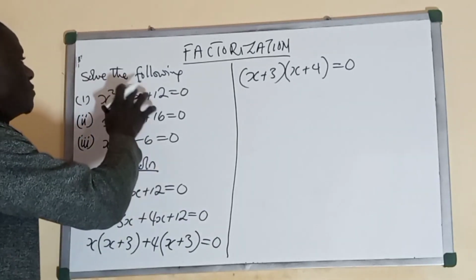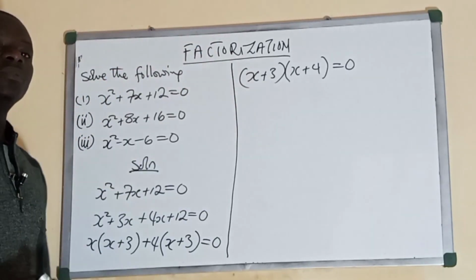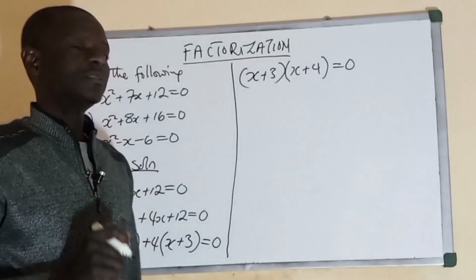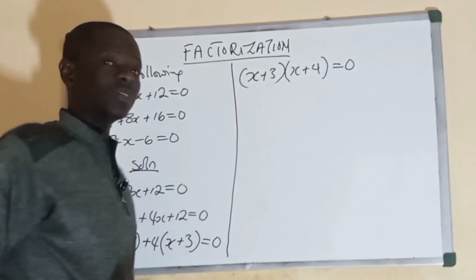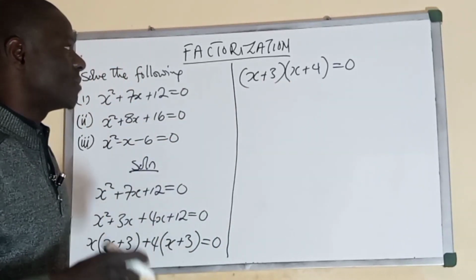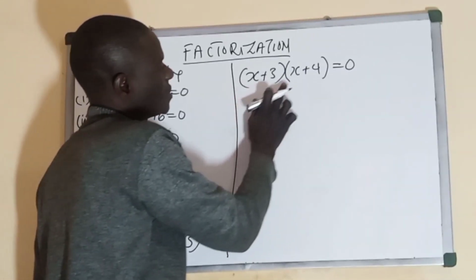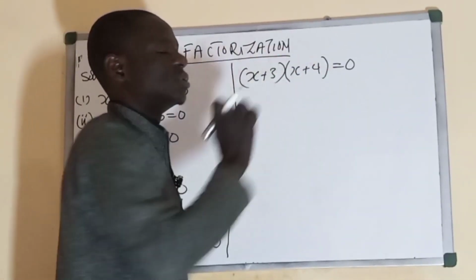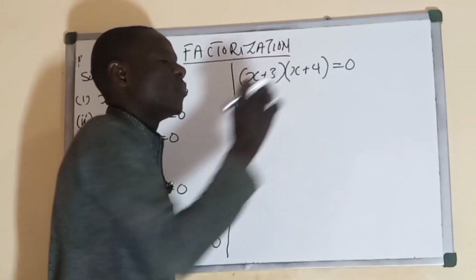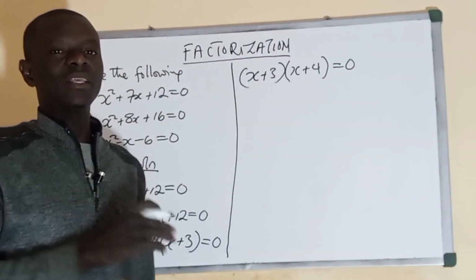But we are asked to solve the equation. To solve it means that we have to find the value of x. We are now through with the factorization. So to solve it, we have x plus 3 times x plus 4 is equal to 0. Definitely, either x plus 3 or x plus 4 must be 0 for it to satisfy the equation.